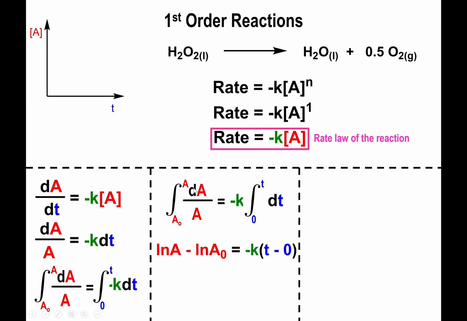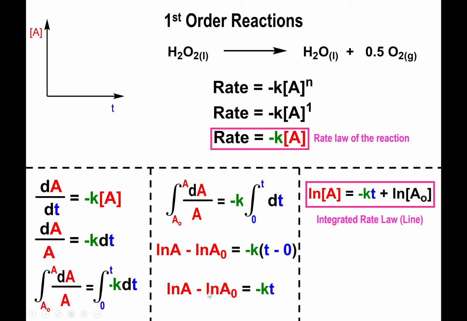All right, so once again, the natural log of the final state minus the natural log of the initial state. So we get for the left side of this equation, and on the right side we have negative k times t minus 0, which is the same thing as the natural log of A minus the natural log of the initial concentration of A equaling negative kt. So if you move the natural log of A naught to the right side of the equation, we end up with another linear equation, one in which the y value of the y equals mx plus b equation is the ln of the concentration, and the x value is the time.